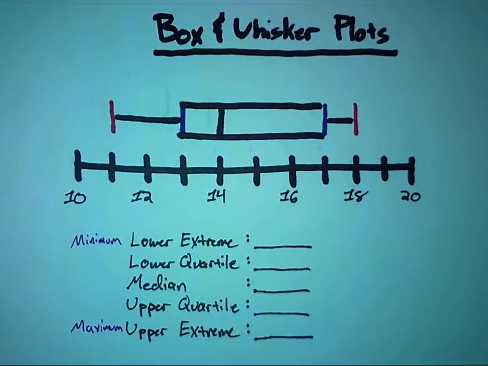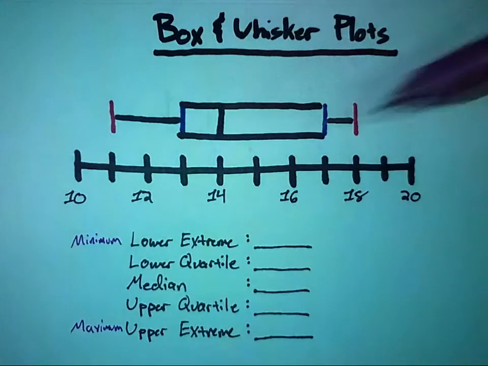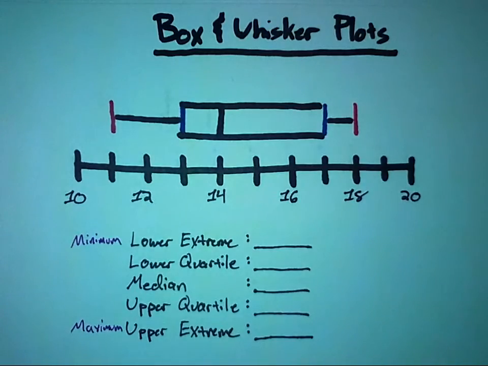So usually you're given a set of data, a bunch of numbers, and what you have to do is make a box and whisker plot. Well, it's kind of hard to make one if you don't know exactly what you're doing. So I want to walk through an actual picture of one first, and then we're going to go ahead and make a couple on our own.